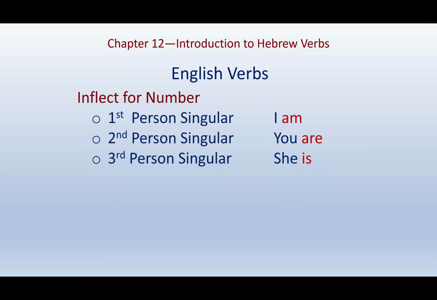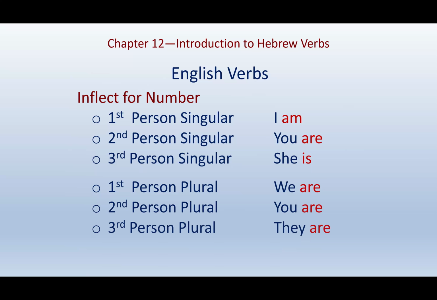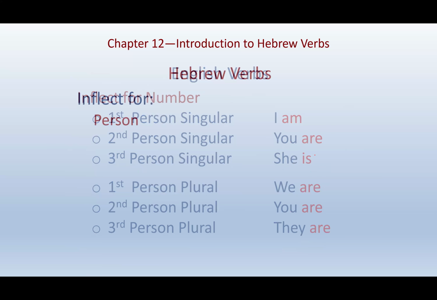English verbs inflect for number. So we have I am, you are, she is for first, second, third person singular. And then for the plurals, we are, you are, they are. So we have some inflection for number. Of course, the second person singular looks like all the third persons. So again, English only inflects a little. Hebrew inflects a lot. So does Greek.